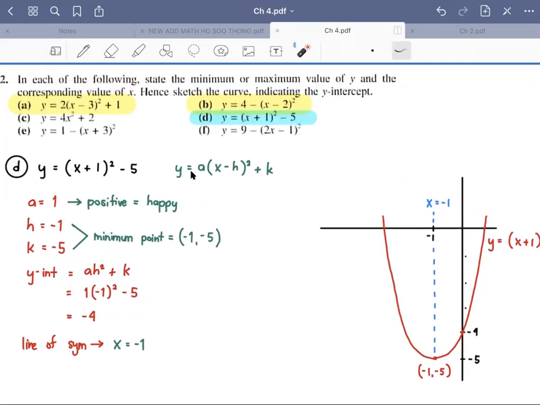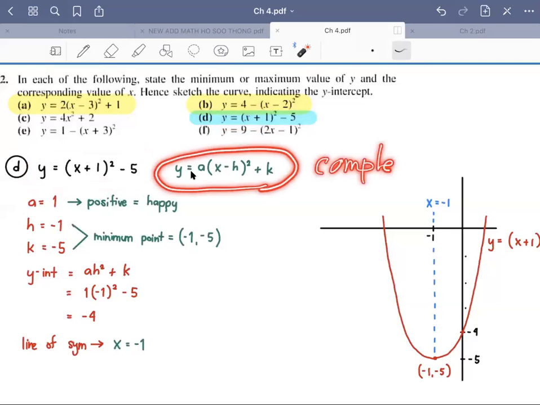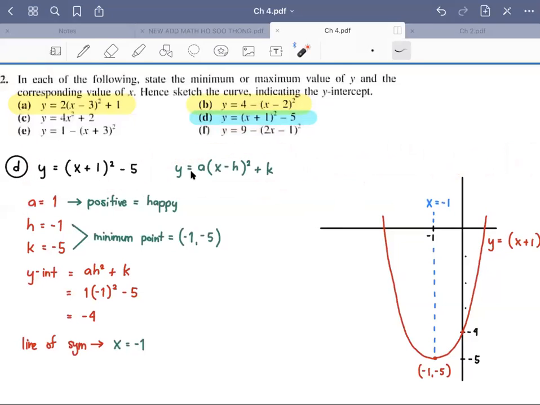Okay, so again, question is letter D. So here's the question again. y is equal to (x + 1) squared minus 5. So again, this is the standard form, this is the completed the square form. The format is y is equal to a(x - h) squared plus k. So we just pattern this with this. That's it. All right. So from here, what is the value of a?